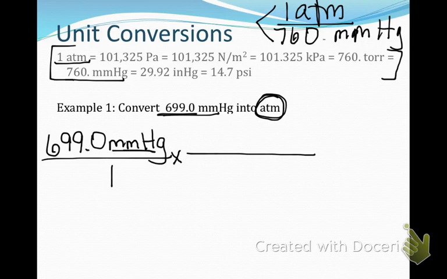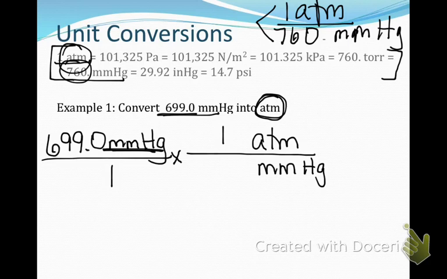So I have millimeters of mercury right here. I'm going to put that down at the bottom because I want to get rid of it. I don't want it anymore. And from there I can put in ATM. Use the numbers here to fill in what you need. Okay, so I have 1 ATM and 760 millimeters of mercury.